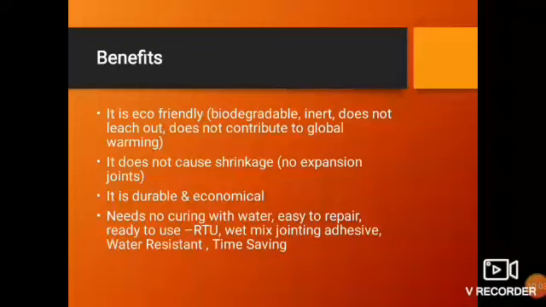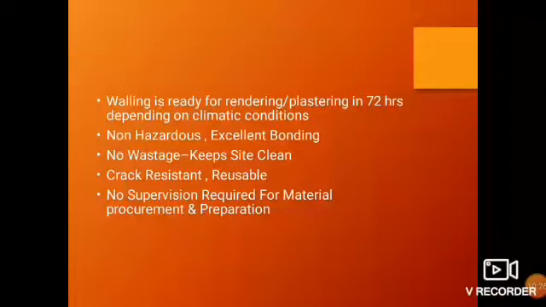The AAC mortar does not cause shrinkage, no expansion joints. It is durable and economical. It does not require curing with water and is easy to repair. It is ready to use, wet mix jointing, adhesive, water resistant, time saving, etc. Walling is ready for rendering, plastering in 72 hours depending on climatic conditions.